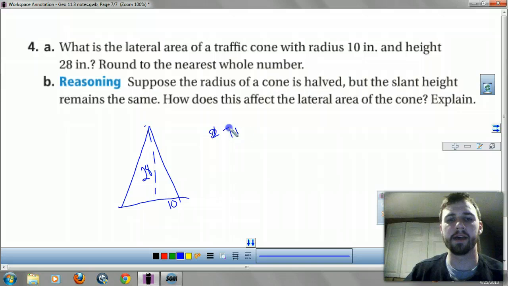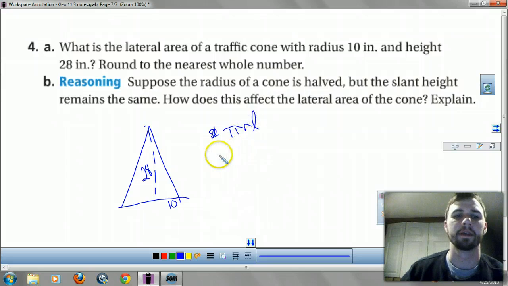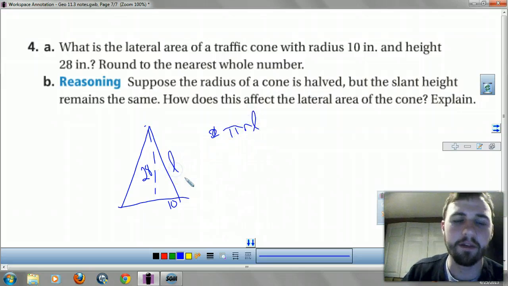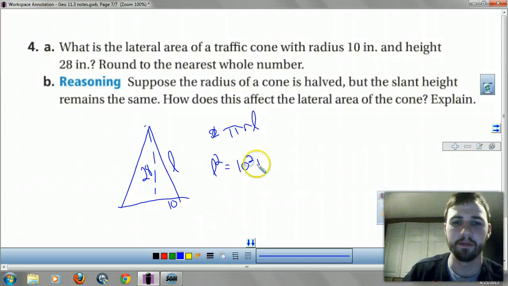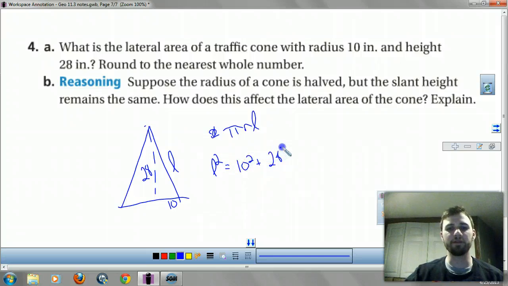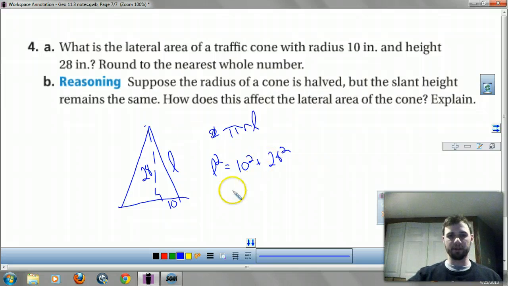So we're using our pi r L. But we don't have L. Pythagorean theorem time. L squared equals 10 squared plus 28 squared. It's a right triangle. 100 plus 784, 884. Square root both sides. 29.7.